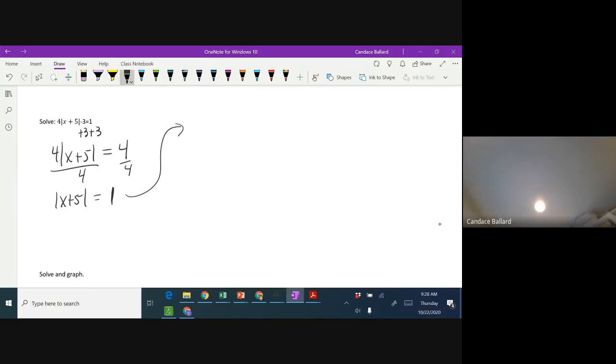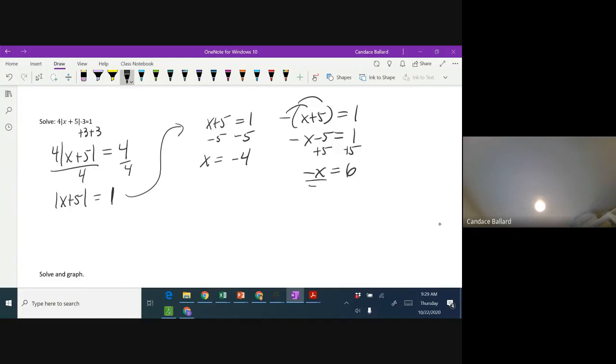Okay. I have to split it into a positive expression and a negative expression. And I want it on the expression because of the inequalities, right? We've seen that. So I am going to subtract the 5. So x equals -4. And then I'm going to distribute the negative because I know that's our habit. We see those parentheses, we want to distribute. And then I'm going to add the 5. So you get -x equals 6. I'm going to divide by -1.